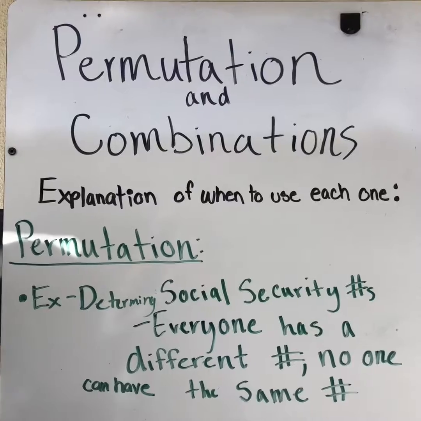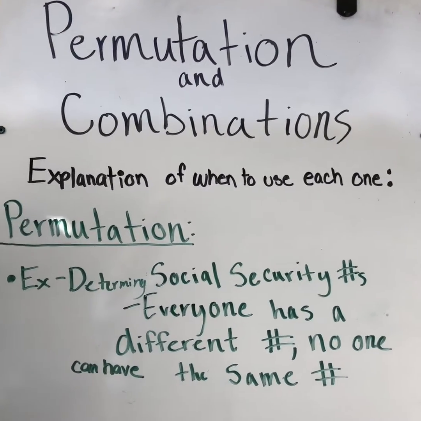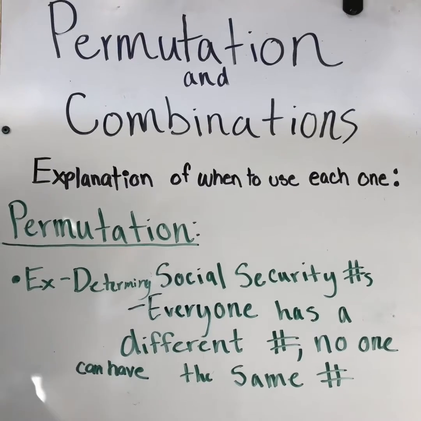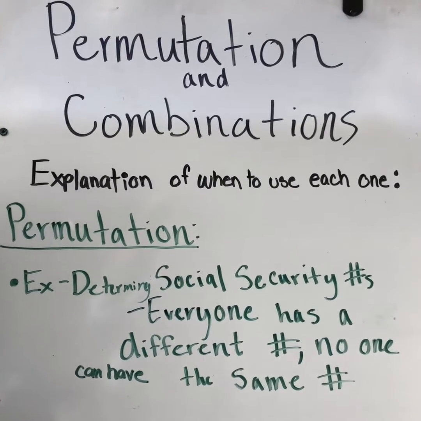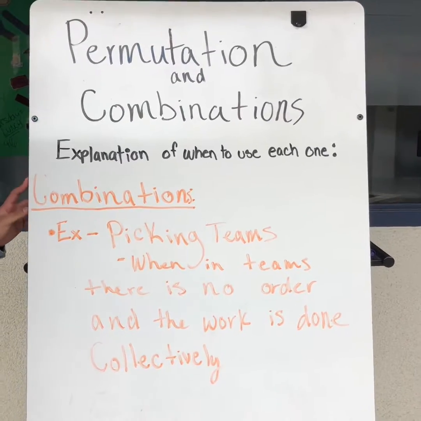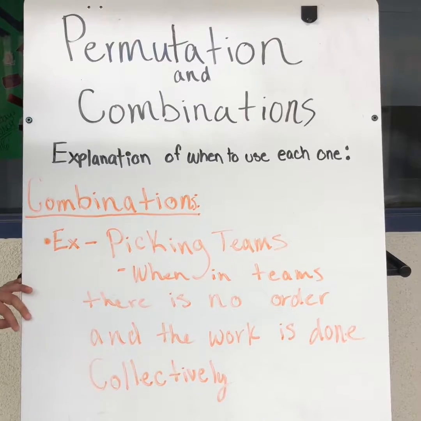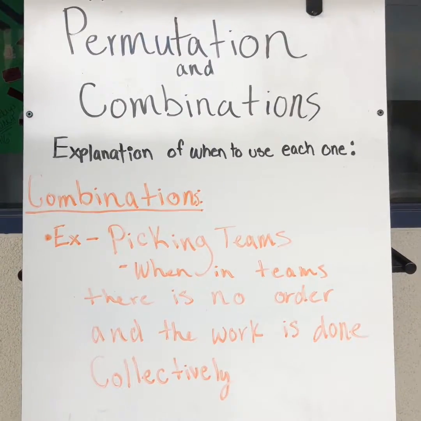An explanation on when to use each one. For permutations, an example is determining a social security number: everyone has a different number, but no one can have the same number. For combinations, an example is picking teams, where there is no order and the work is done collectively.